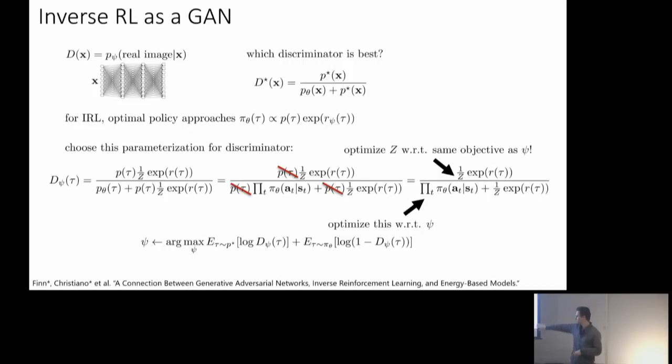And if you want to see the proof of that, check out this paper by Chelsea Finn and Paul Christiano. So that's actually very convenient. Now we don't have to estimate partition functions. We just optimize them with respect to the parameters, together with the parameters of our discriminator, with respect to the likelihood of the discriminator.